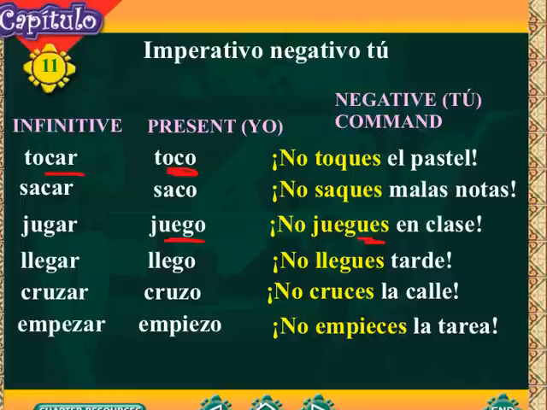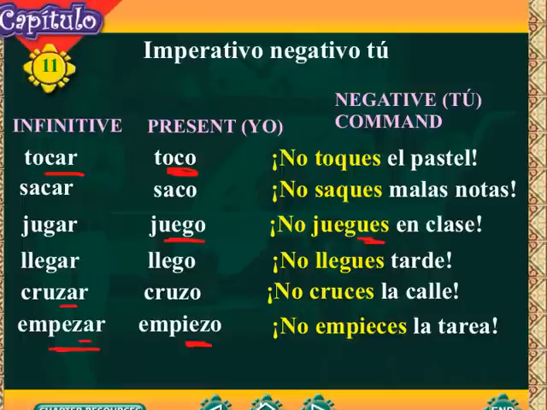Llegar, llego, no llegues. And now we have two ZAR verbs, cruzar and empezar. Cruzar, the yo form is cruzo. You change that z to a c before you add the -es. It's an AR verb, no cruces. Empezar, you need to remember in the yo form, stem changes.